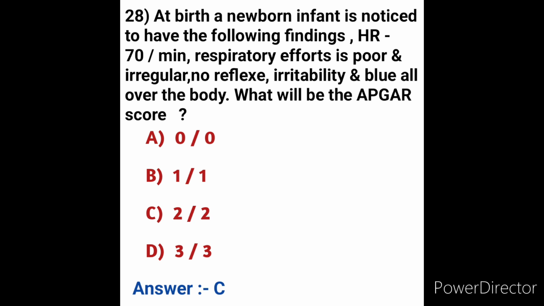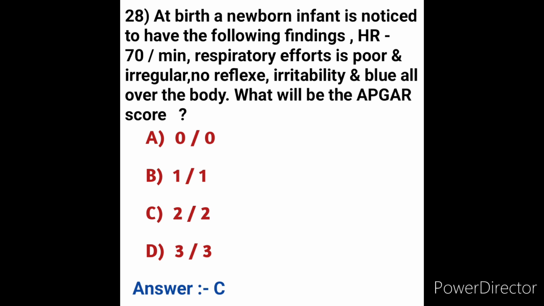Option A 0 by 0. Option B 1 by 1. Option C 2 by 2. Option D 3 by 3. Actually the Apgar score is 1 to 10. What is Apgar? I have to explain Apgar. Apgar means A for appearance, P for pulse, G for grimace, A for activity and R for respiration. Appearance, pulse, grimace, activity and respiration. Here we have to give a score of 1 to 10.